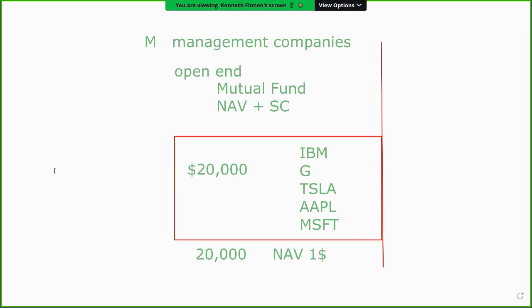So if I'm going to buy, now remember, when you buy a mutual fund, you don't say I want to buy 1,000 shares. You say I want to buy $1,000 worth. So I'm going to buy $5,000 worth. Is the NAV plus the sales charge equal to POP? Yes.